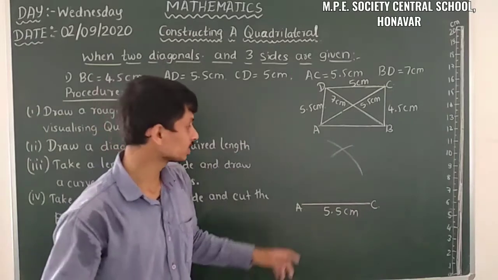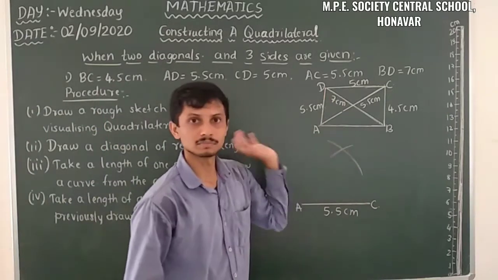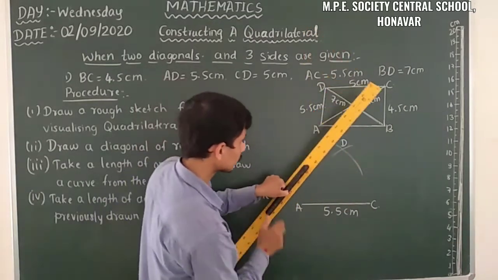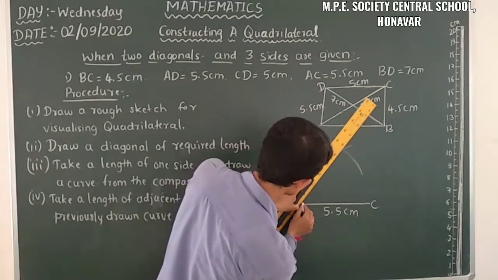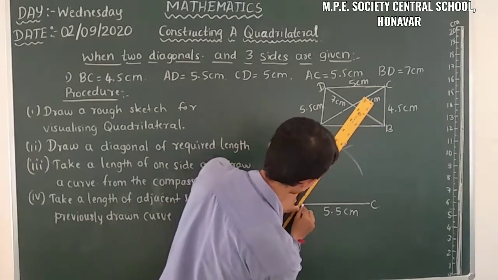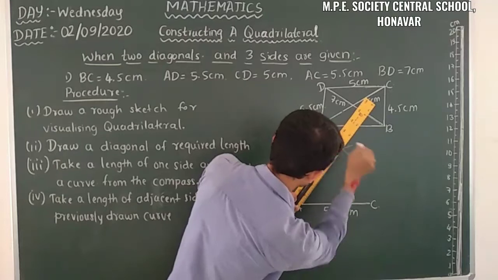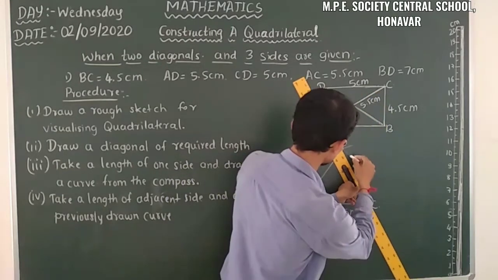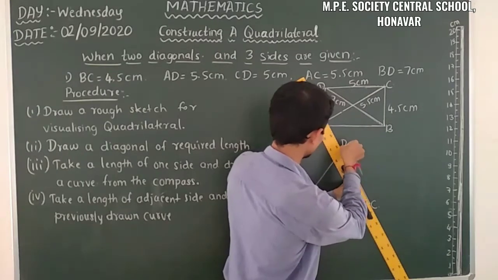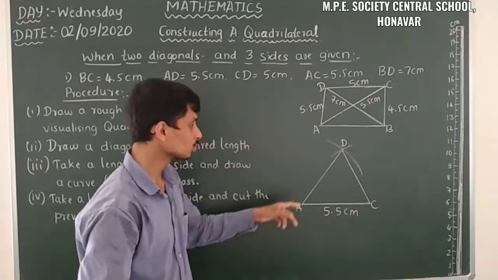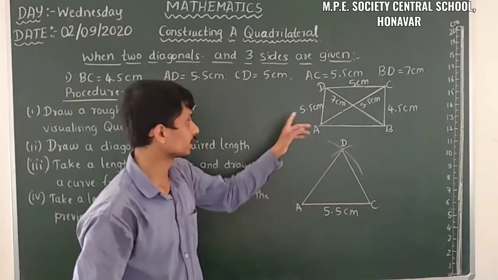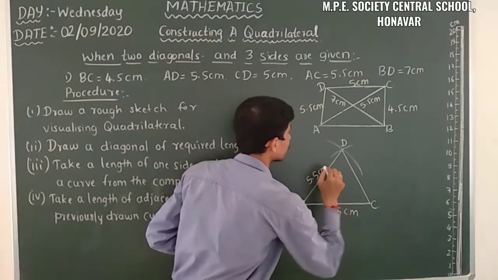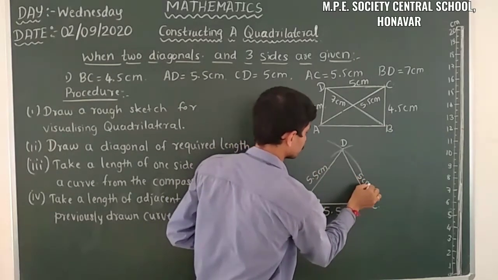Then what you have to do? Just label it. So it's point D, our required point D. Then we have to join the sides. Firstly join AD, and then join CD. Then just label it. So here it is 5.5 centimeter, then it is 5 centimeter.